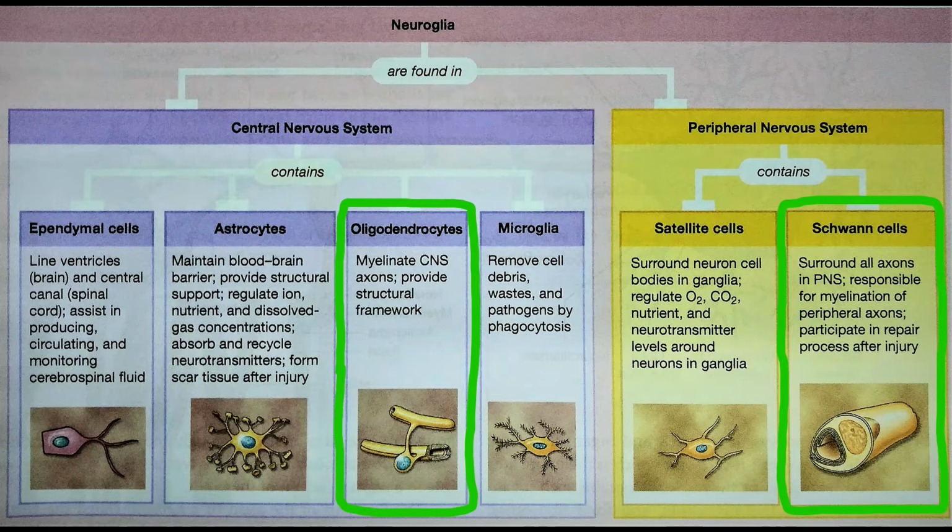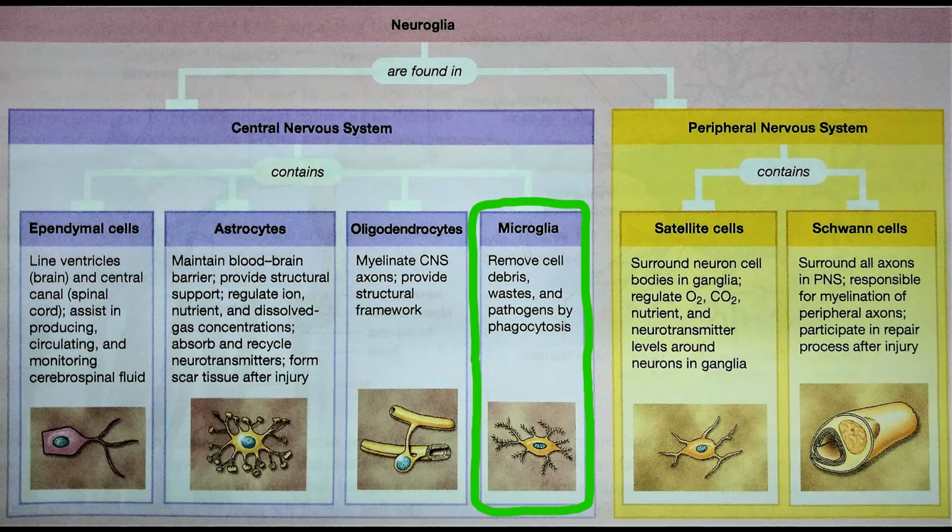And then finally here we have the microglia, which engulf pathogens via phagocytosis.